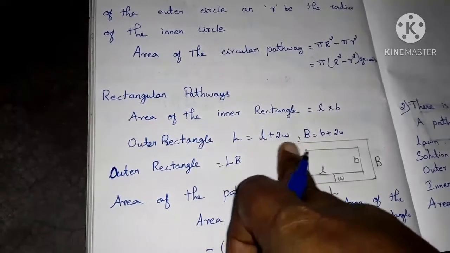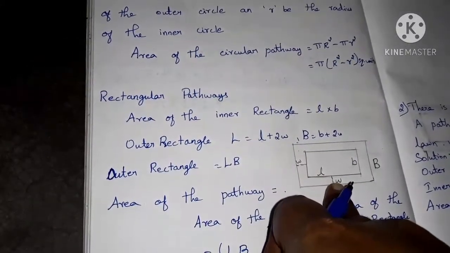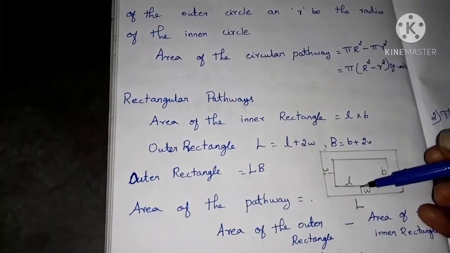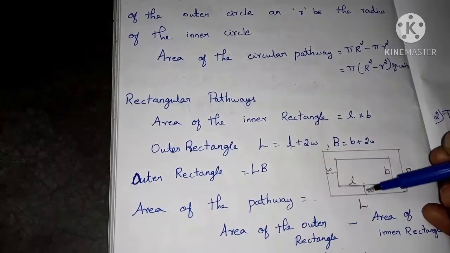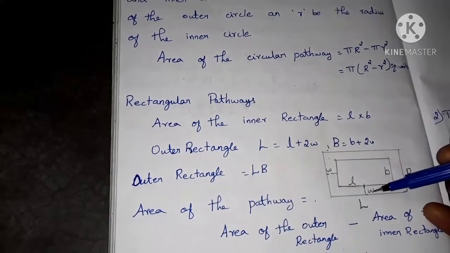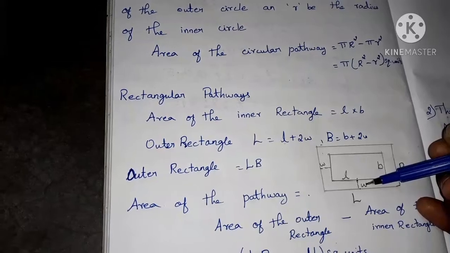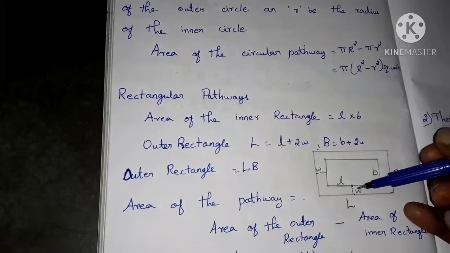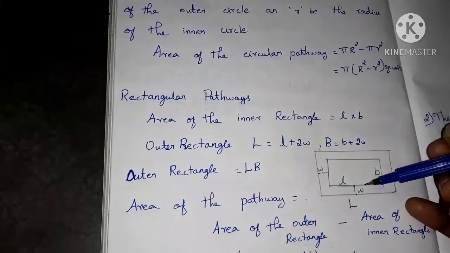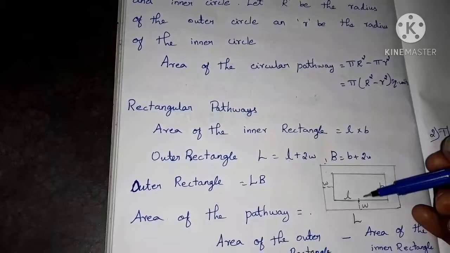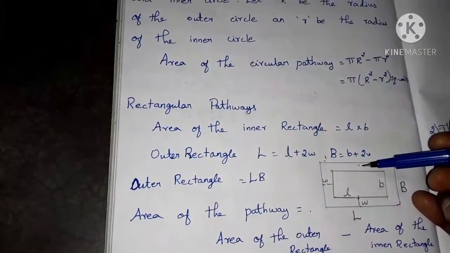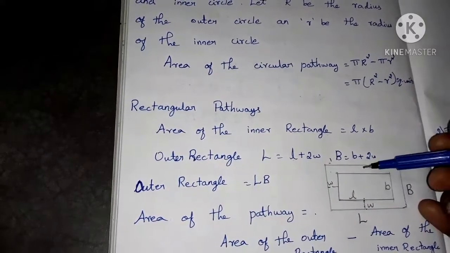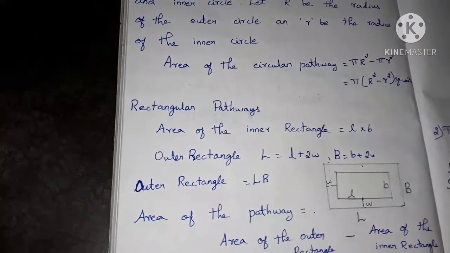Here, what is L plus 2W? W is the width, the distance of the pathway. Between the capital and small rectangle we have some distance. This distance we call the width, W-I-D-E. To find the length of the outer rectangle, we have to add the two width distances to the inner rectangle.